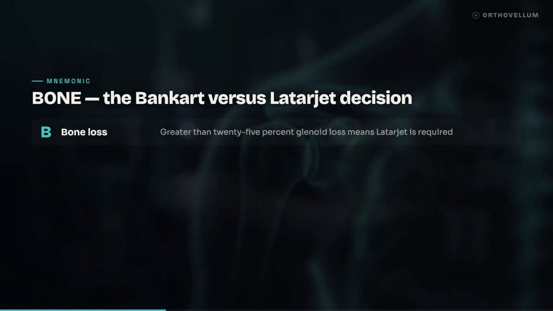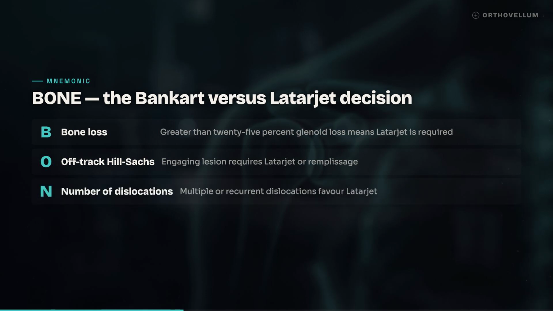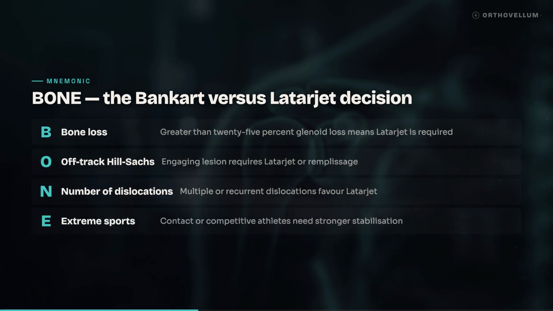The BONE mnemonic helps guide the decision between a soft tissue Bankart repair and a Latarjet procedure. B stands for bone loss greater than 25%, which absolutely requires a Latarjet, while O reminds you to look for an off-track or engaging Hill-Sachs lesion. N highlights that multiple recurrent dislocations favor a Latarjet, and E accounts for extreme sports, as contact or competitive athletes demand stronger stabilization.